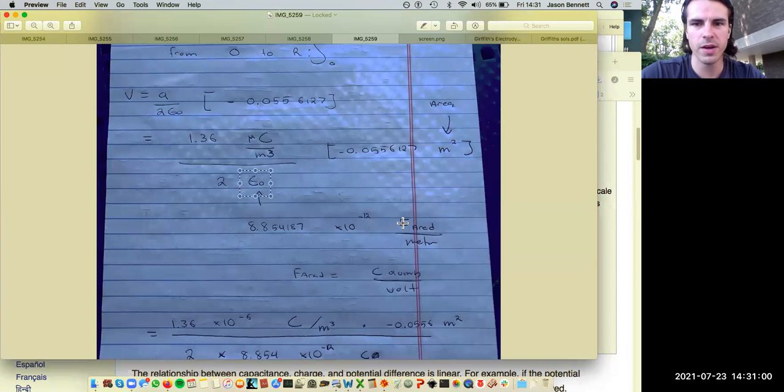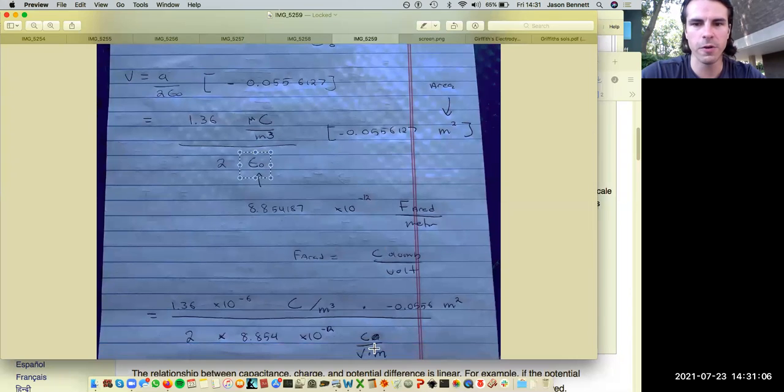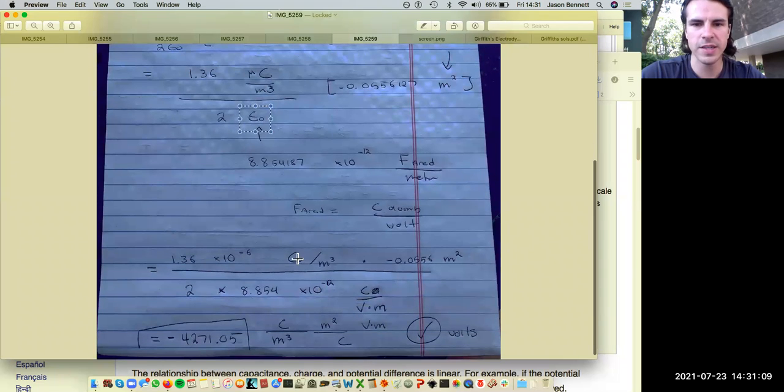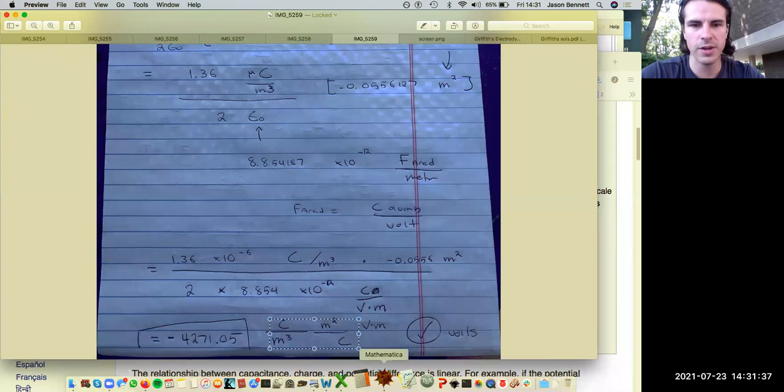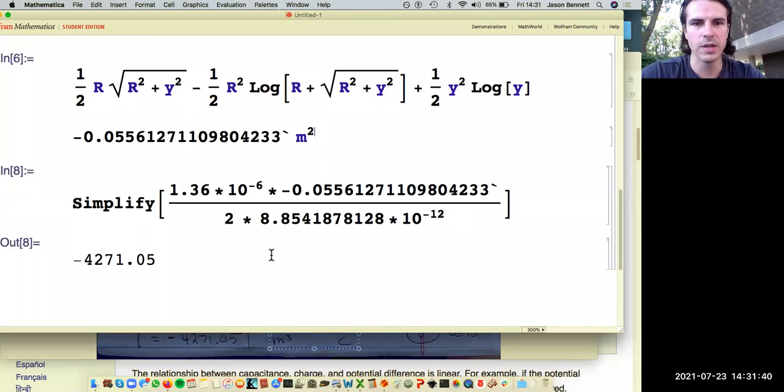So instead of the unit of this being farad over meter, I'm going to say the unit is coulomb over volt meter. And once I start canceling these things out, I have a coulomb in the top, I have a meter squared in the bottom, or cubed in the bottom, and a meter squared in the top. When you simplify a fraction, if something's in the denominator, you bring it up to the numerator. So I have a volt meter, so I have meters cubed, and coulombs, which cancel. So I end up with volts. And if I just plug all these numbers into a calculator, I get that.